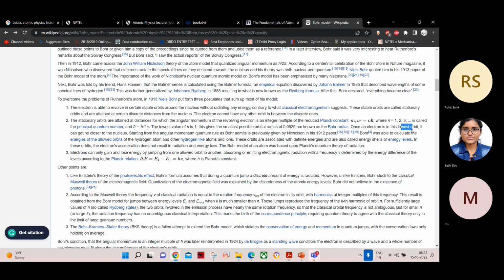But for hydrogen-like atoms, there will be only those allowed orbits for the electrons. And these orbits are associated with defined energies, their different energy levels. An electron can only gain or lose energy by jumping from one energy level orbit to another by radiating or absorbing a specific frequency nu, which is determined by the energy level difference delta E, that is E2 minus E1, where E2 is the higher excited orbit energy and E1 is the lower one. So if the electron gets this amount of energy, then only it can jump to the other orbit. Otherwise, it will not jump.